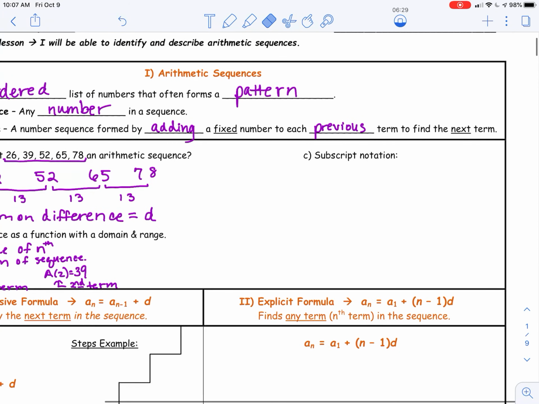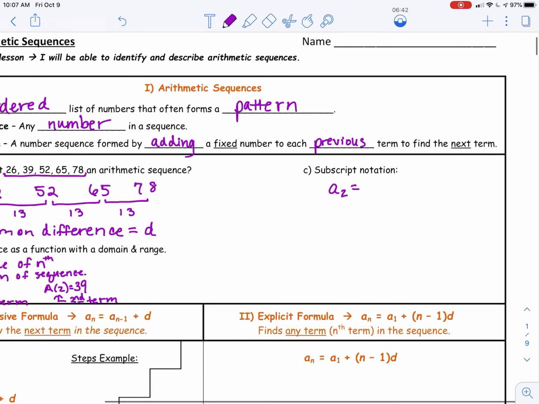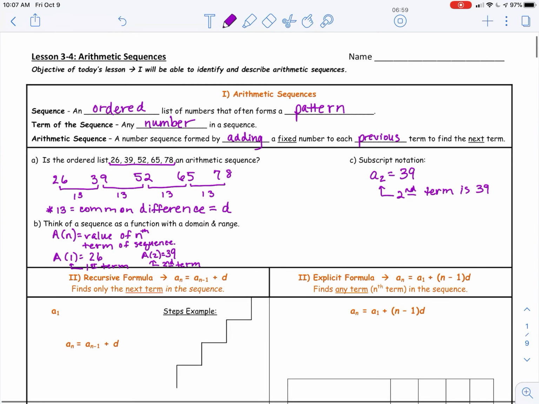Okay, now let's go up to C. What is a subscript notation? That's just another way that we can represent a term in a sequence. For example, I could say a sub 2 here, and that is equal to my second term, which we said was 39. So the second term is 39, is exactly what that means. I wouldn't actually say a sub 2. I would say the second term is 39.